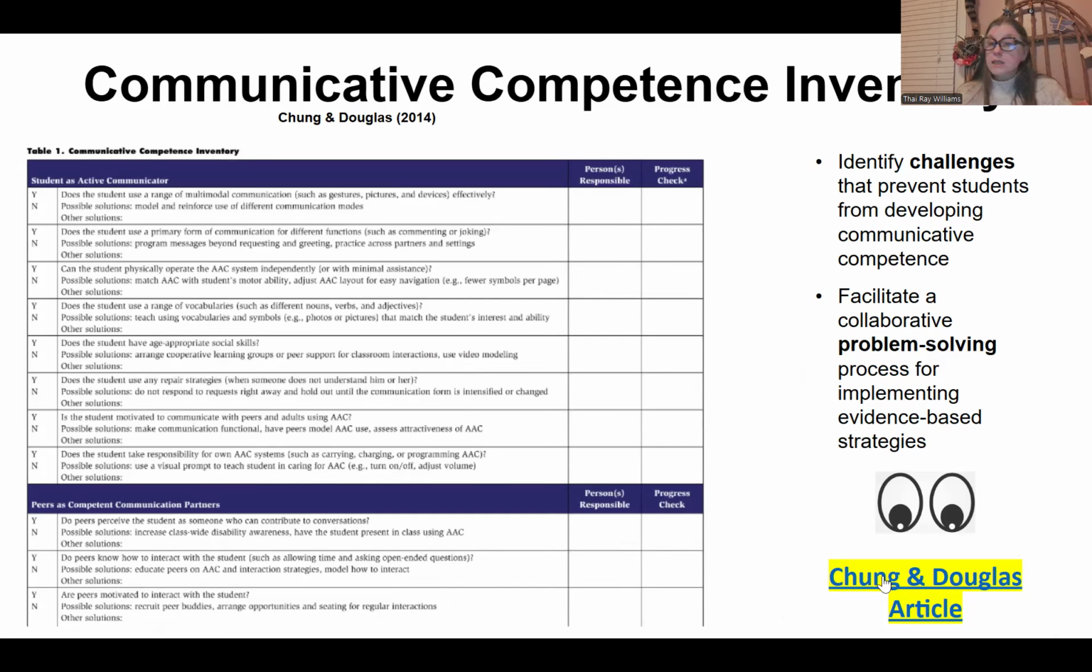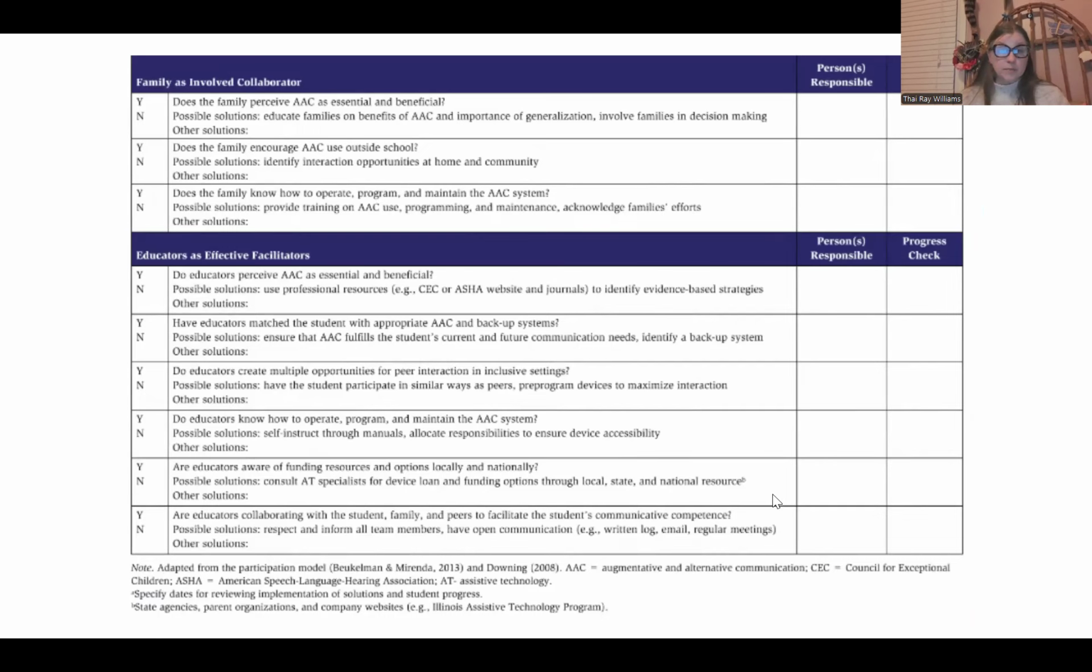Here is the Chung and Douglas article. The link is in our PowerPoint if you would like to get that. This is a keeper. I keep telling you when things are really good, this is a keeper, especially if you're working with new students, young students, students whose communication abilities you're not aware of, or you're doing something like starting a peer mentor program.